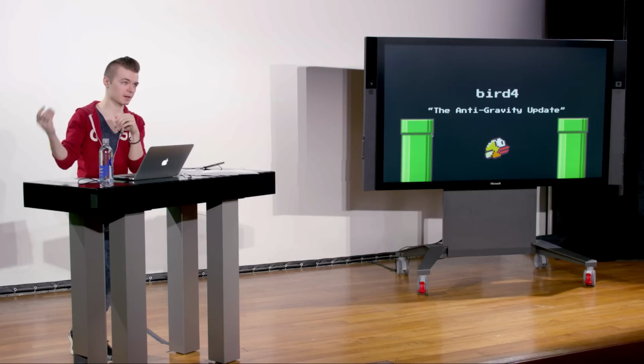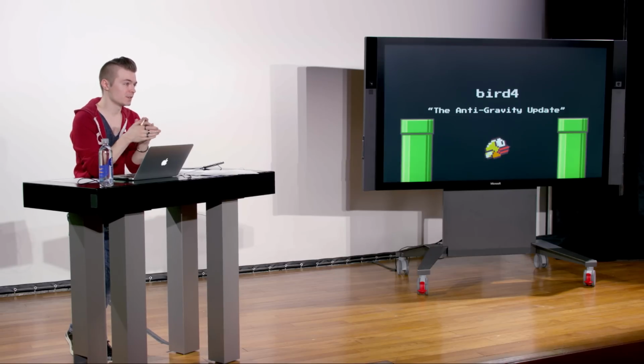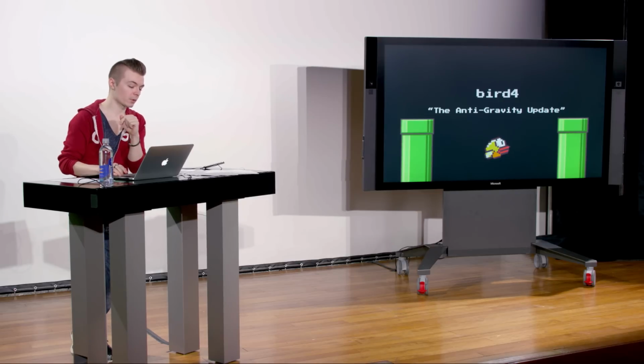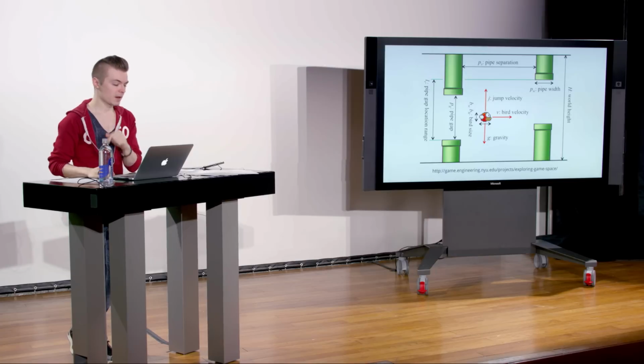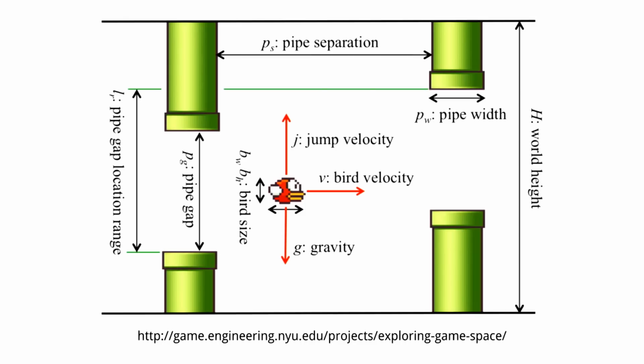All right, so we have basic gravity, super basic computation. Just keep track of some gravity constant, a delta y, increase that, and apply that to your y, and that gives you gravity. But Flappy Bird can jump, so we need to find a way to defy gravity. So in bird 4, we're going to call this the anti-gravity update, and we're going to talk about how we can actually get that going.